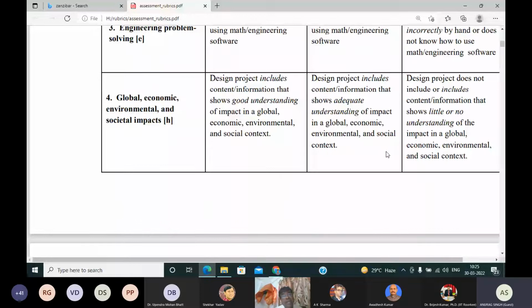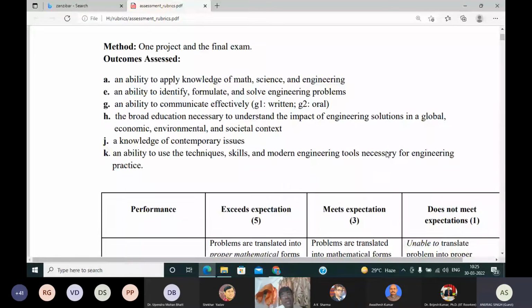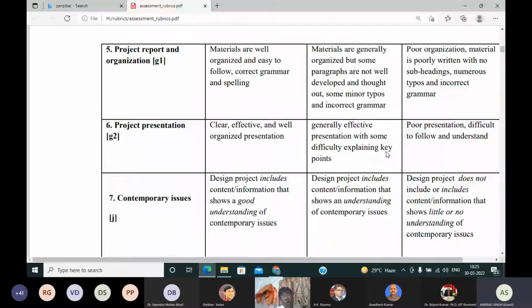Project report and organization, that is also communication, written communication. So written communication, it is G1, right? The communication they have divided into two, written and oral, right? So G1 is addressed. Project presentation, that is oral presentation though, so G2 is addressed.